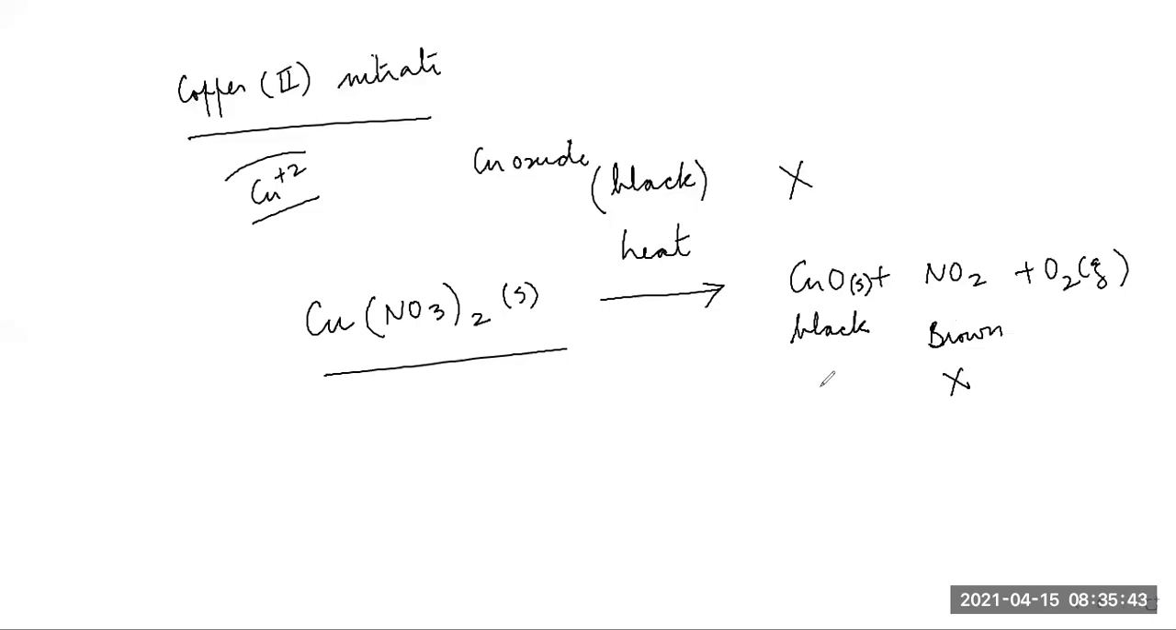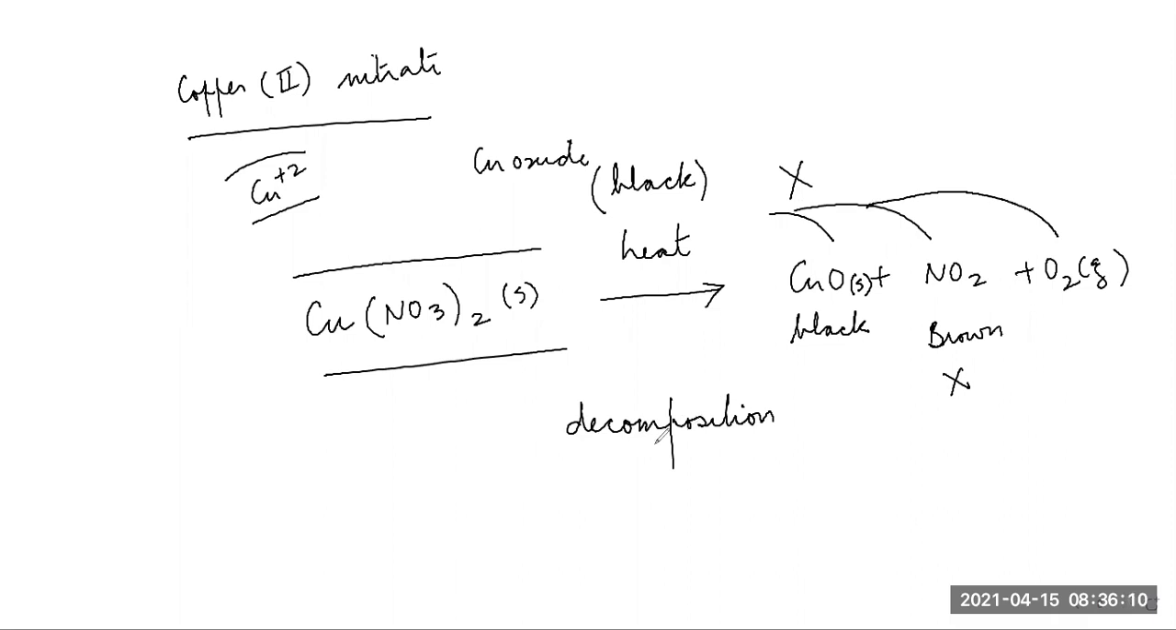What is the type of reaction? Students, any student, what is this type of reaction? See, decomposition. One reactant is getting split into three different products. So this is decomposition. But it's not the complete answer. Why? Because heat is helping this decomposition. So we call it thermal decomposition.